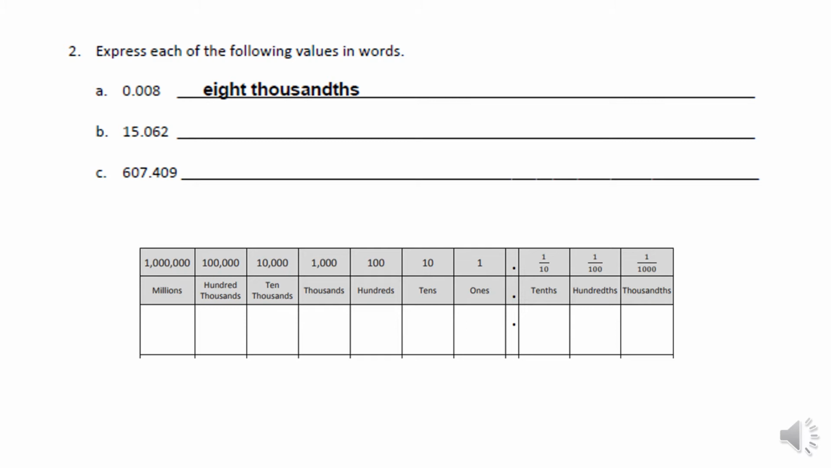Now once again, we're going to use our place value chart, and I'm just going to plug the digits in the proper place values first. Now I'm going to read the whole number first, which is 607.